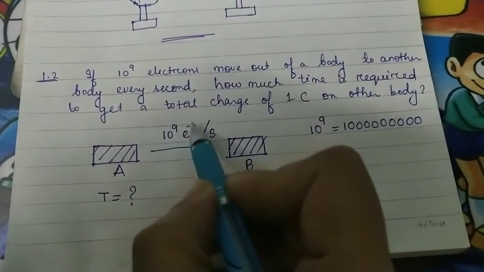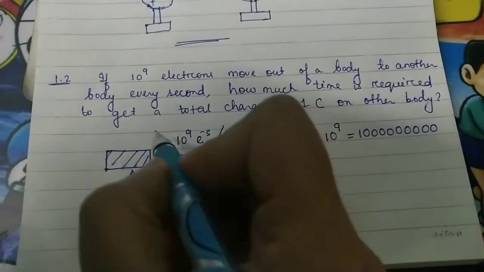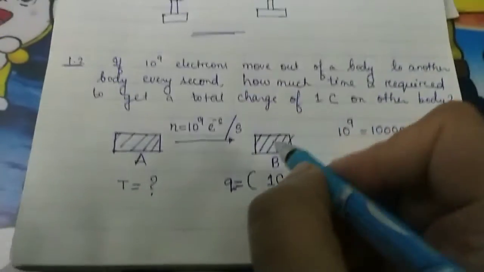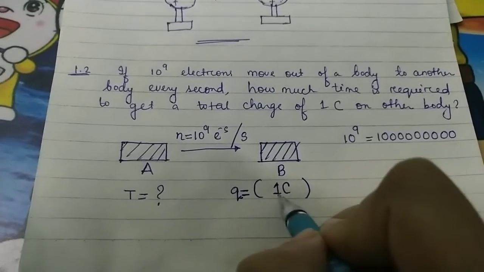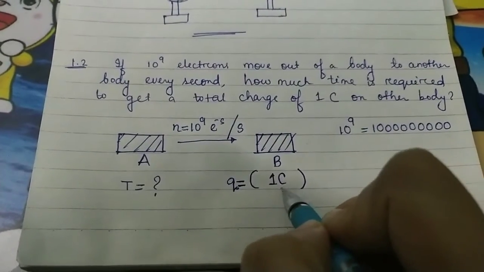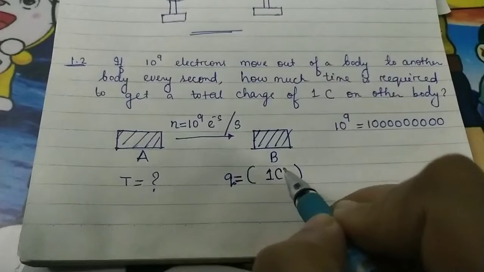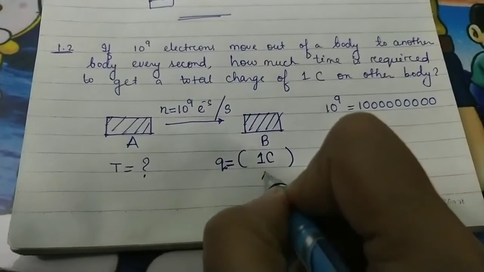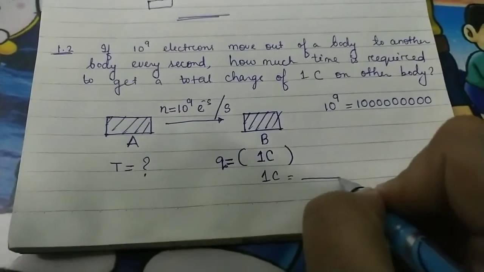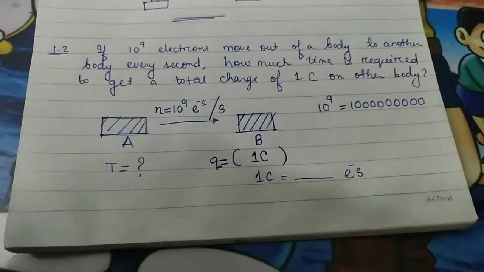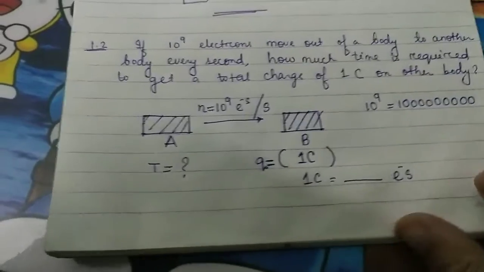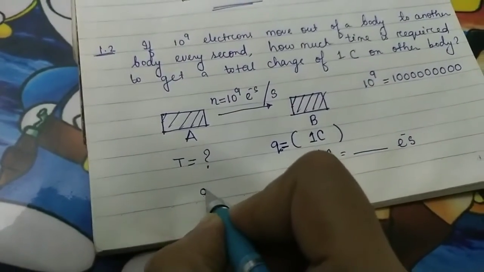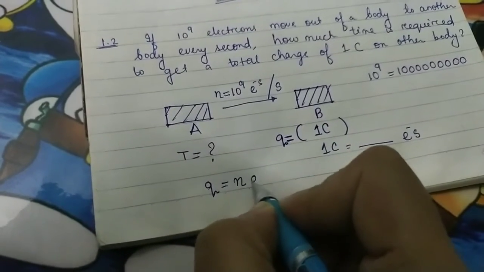And what is 10 to the power 9? This is the number of electrons, that means this is N. So here the charge is 1 coulomb. First we have to think, in 1 coulomb how many electrons will be there. That means 1 coulomb equal to how many electrons. For this we'll take the help of quantization of charge. What does the quantization of charge say? It says that Q equal to NE.